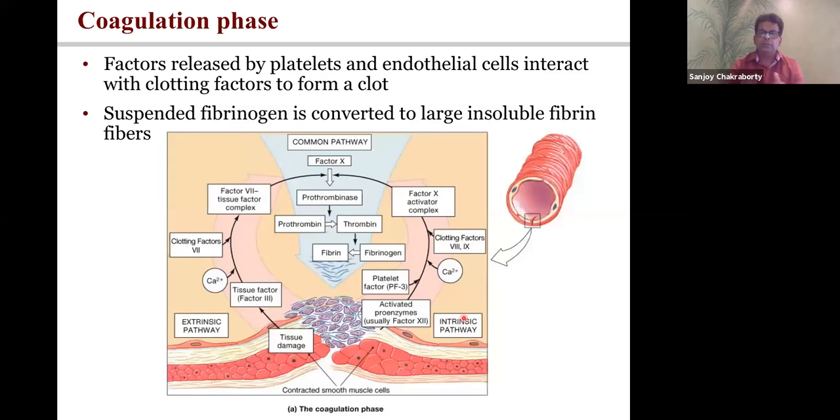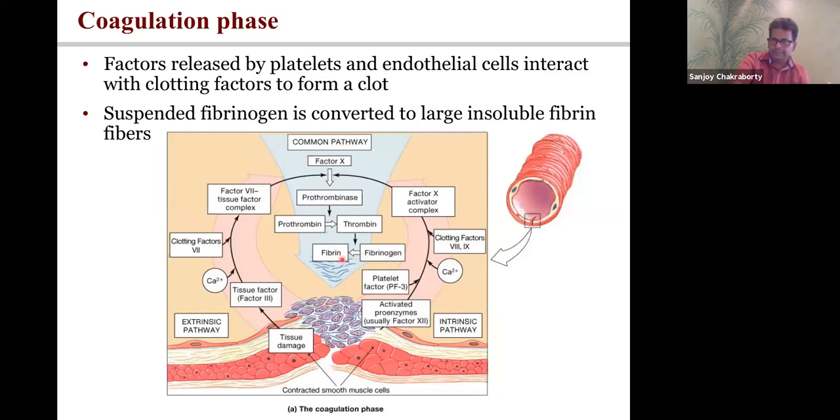What I want you to know, the tissue factor is the first factor that comes out of the tissue damage. You need to know there are two pathways, extrinsic and intrinsic, namely. Both of them are capable of activating factor 10, which initiates the common pathway, because factor 10 then activates prothrombinase. Then prothrombinase activates prothrombin to thrombin, and thrombin changes fibrinogen to fibrin.